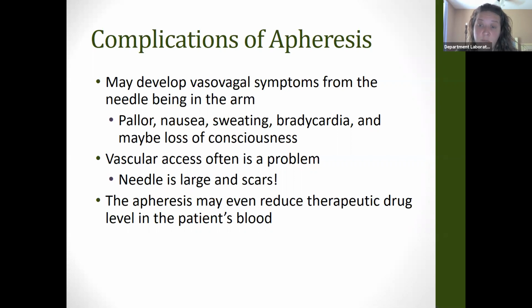And the apheresis process, especially if it's a continuous flow, requires good vein access. So we want to make sure our donors have easy vein access, because if you're doing the continuous flow, it does require 2 veins. So usually both arms are involved. And that needle is 16 gauge, so it is fairly large in size.